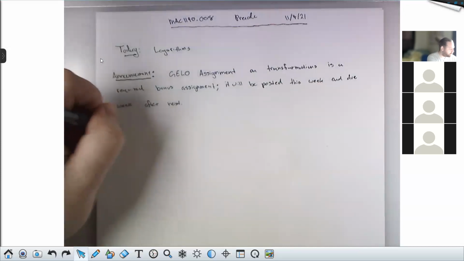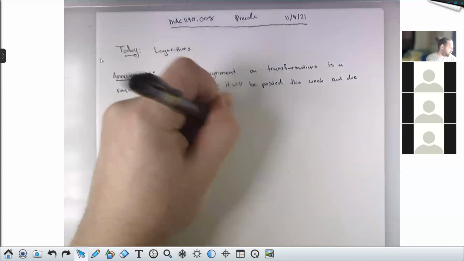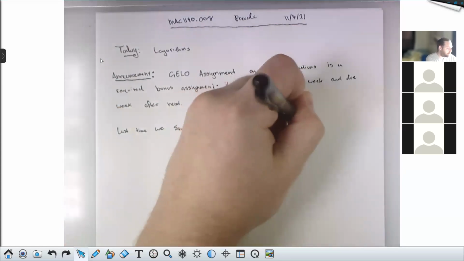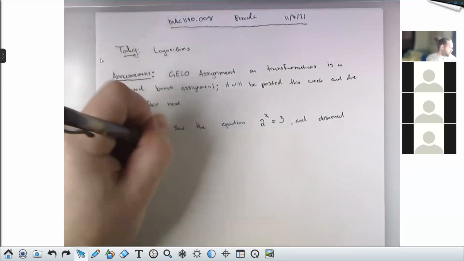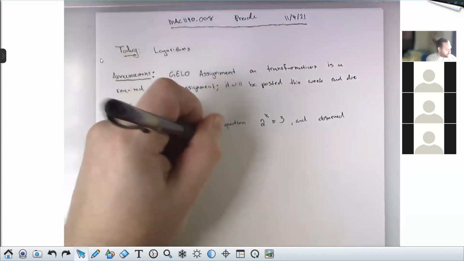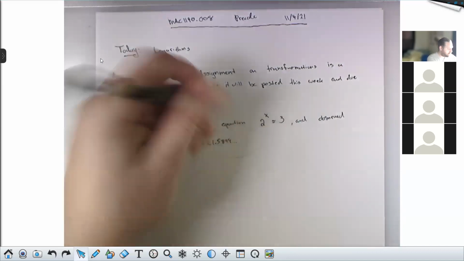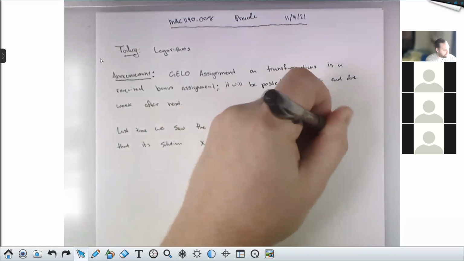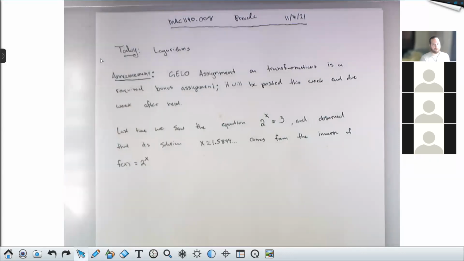Okay. So last time we saw the equation 2 to the x equals 3, and observed that its solution, which was like x is about 1.5849-ish, comes from the inverse of f of x equals 2 to the x. Today, I want to talk in detail about that inverse function.